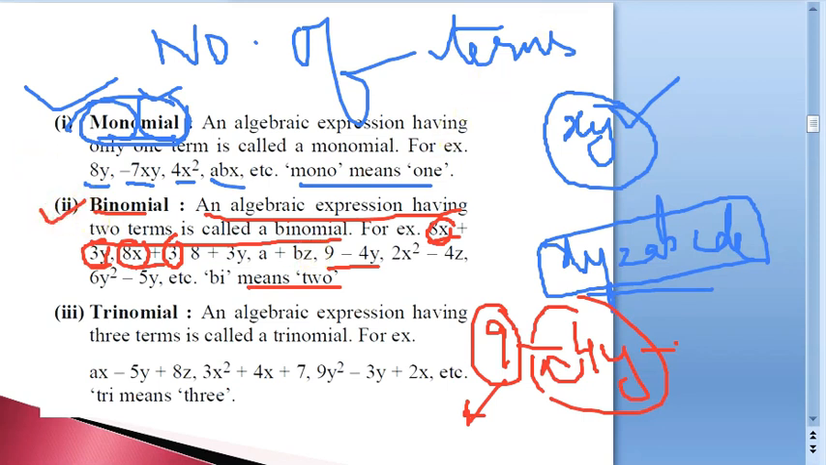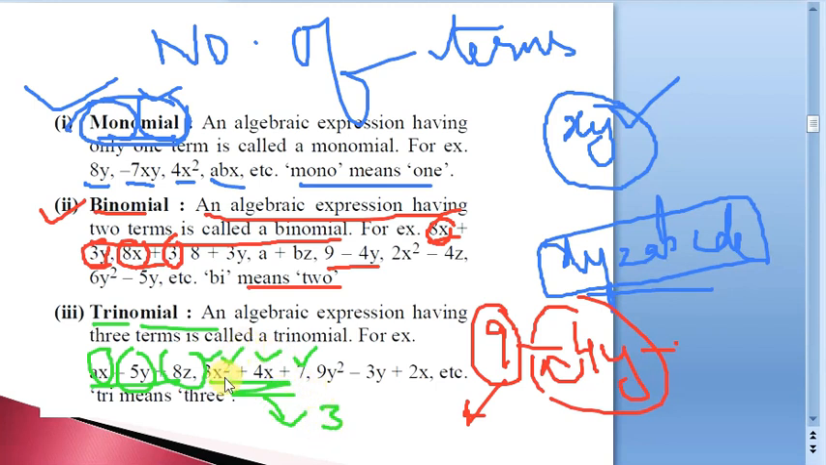Now we shall see what a trinomial is. Tri means three, as in triangle. So tri means three, nomial means terms. Any algebraic expression which involves three terms, we call a trinomial. For example, ax is the first term, minus 5y the second term, 8z the third term. In this case we have three terms, so that is a trinomial. 3x square plus 4x plus 7: again three terms. 3x square is one term, 4x is one term, 7 is one more term. So that is a trinomial.